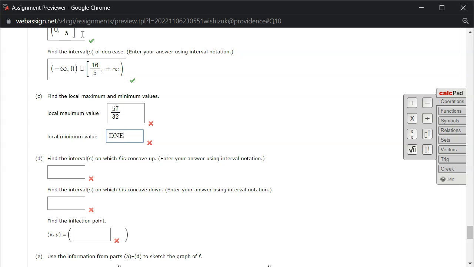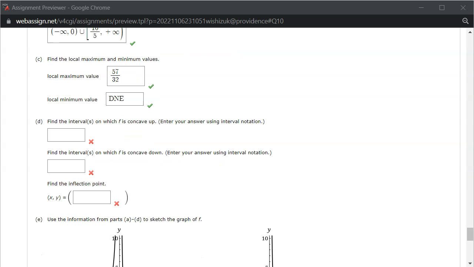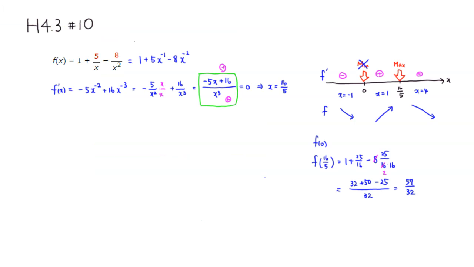All right, let's check the answer. All right, I came back and looks like we got part C correctly. All right, so let's look at part D. So we want to look at the concavity and the inflection point. All right, so let's do that.